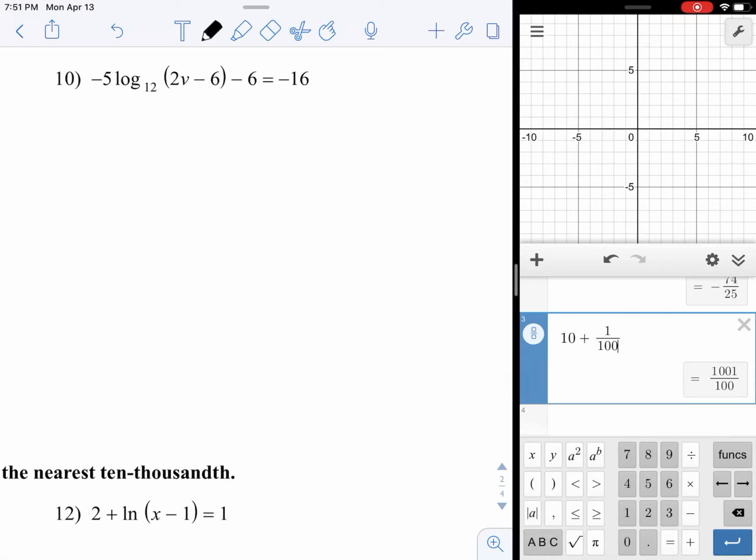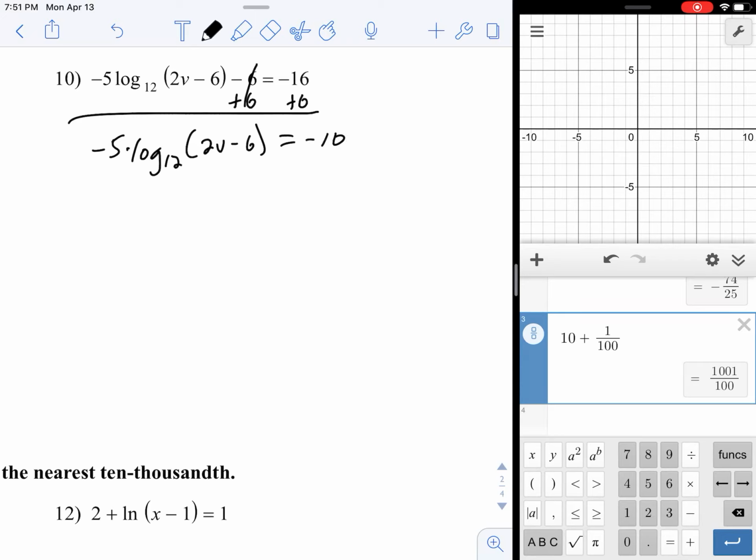Number 10. Okay, so the whole point is to cancel this, to isolate the v. We got stuff in parentheses to deal with, but we can't deal with that until we cancel out the logarithm. But you cannot cancel out the logarithm until this and this are gone. So we're going to start this by adding 6 to both sides of the equal sign. Negative 5 log base 12 of 2v minus 6 equals negative 10.